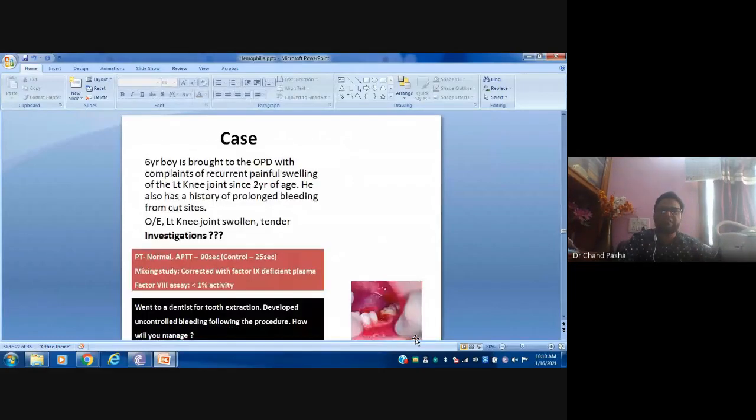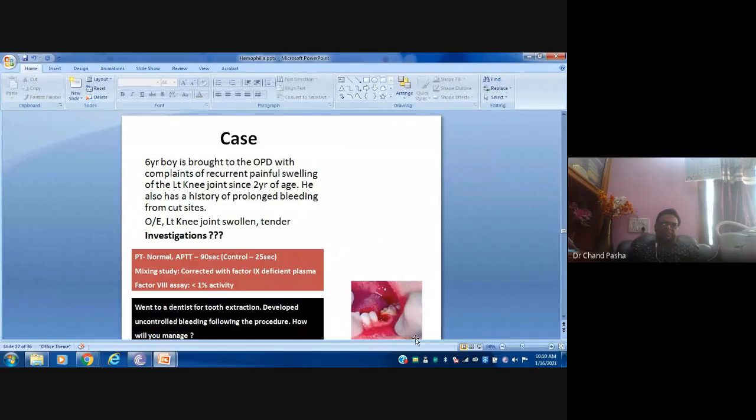This is a case. See, a 6 year old boy is brought to OPD, outpatient department, with a complaint of recurrent painful swelling of the left knee since 2 years of age. He also has a history of prolonged bleeding from cut sites, if any cut is there. Left knee joint is swollen and tender. Tender means hard.